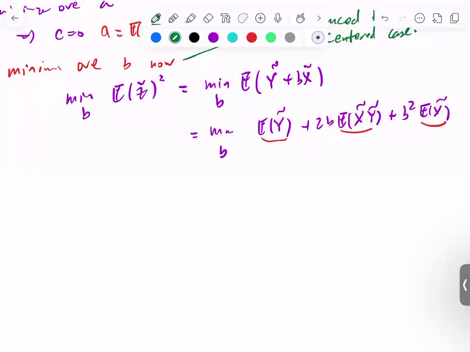Anyone knows what these are? What is the expectation of Y tilde squared? Y tilde is the centered version of Y. Anyone? What is that? Can you hear me? Any one of these terms look familiar? This is variance of Y. How about this? This is variance of X. How about the middle term? This one.